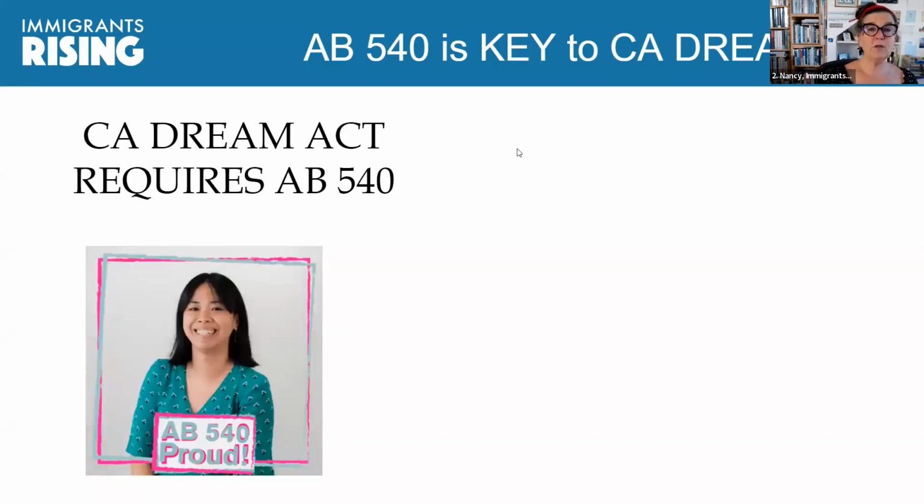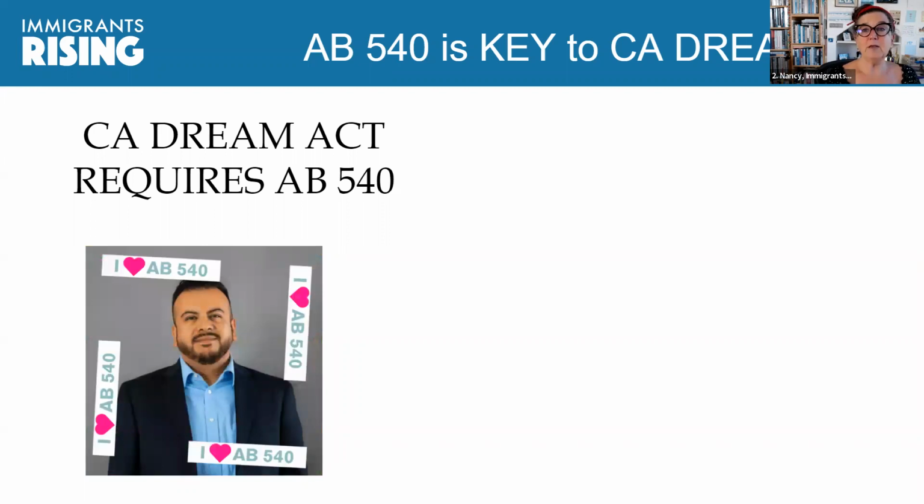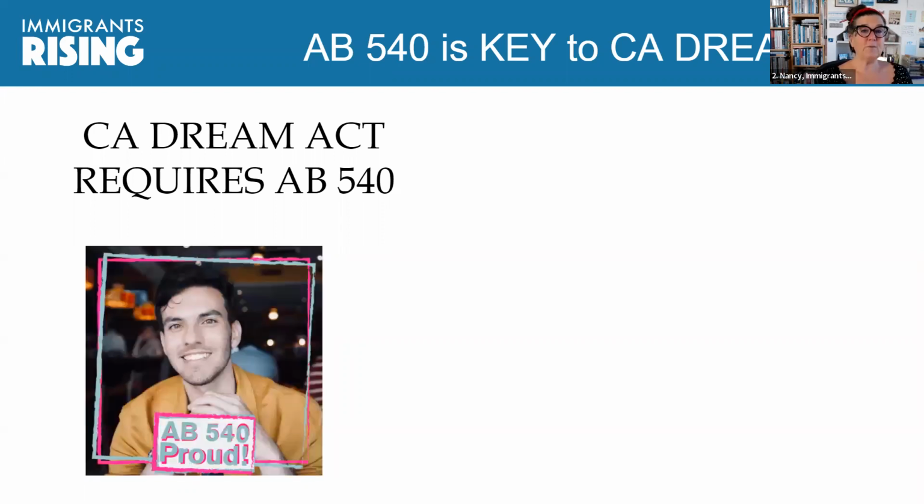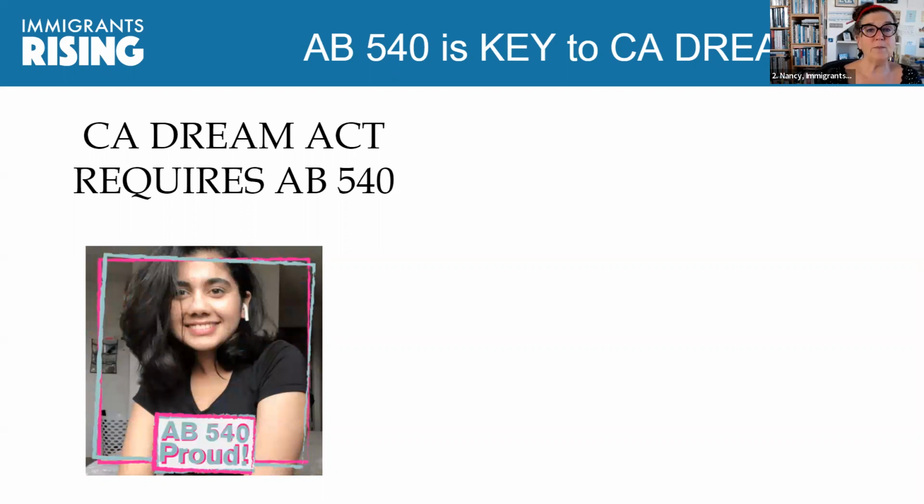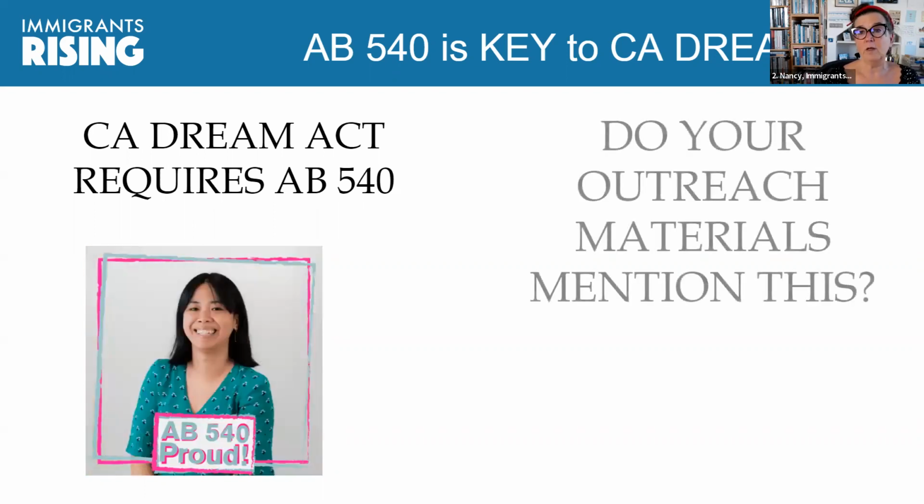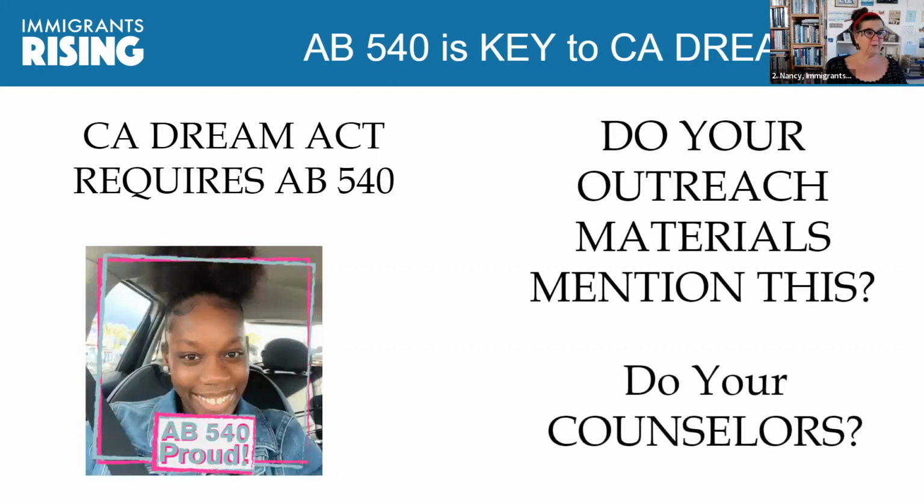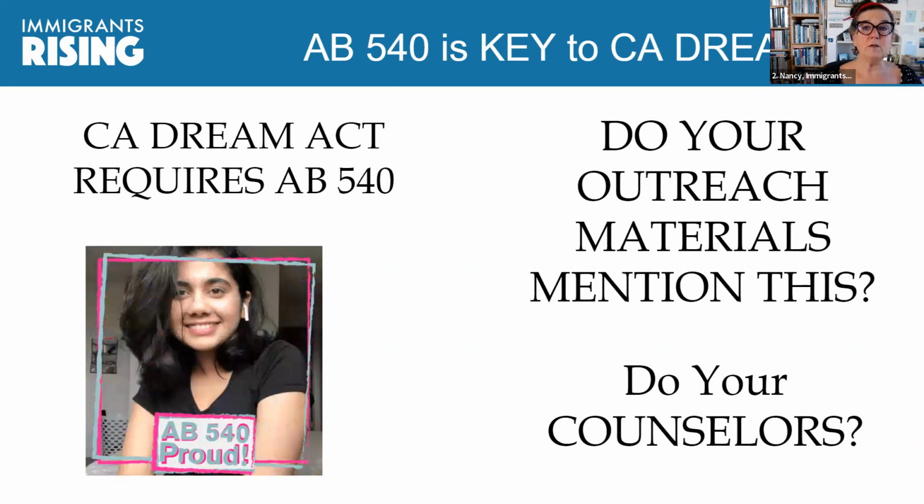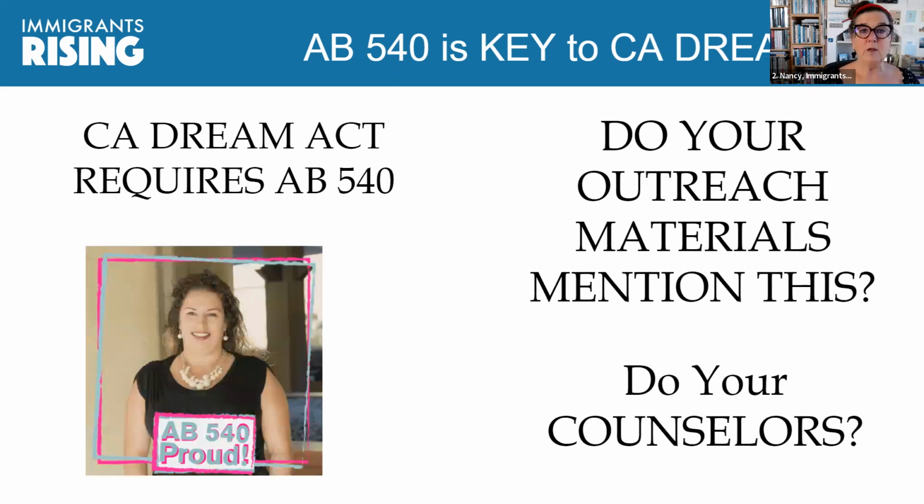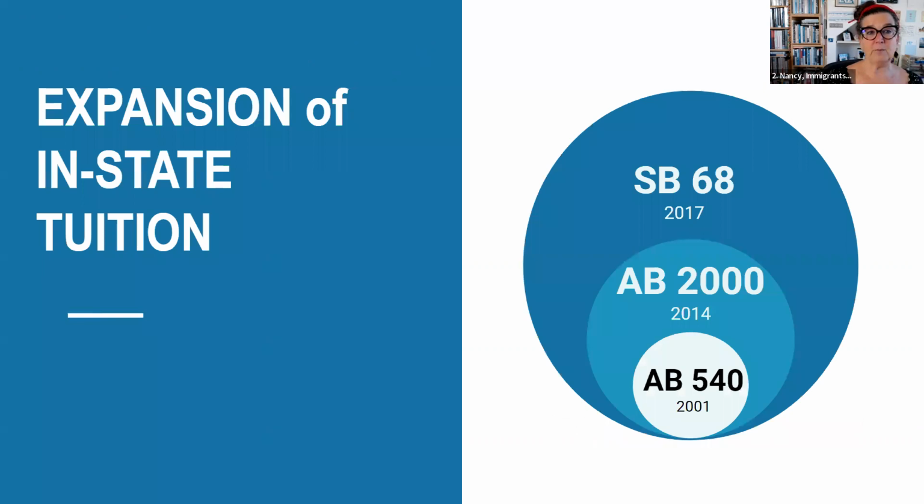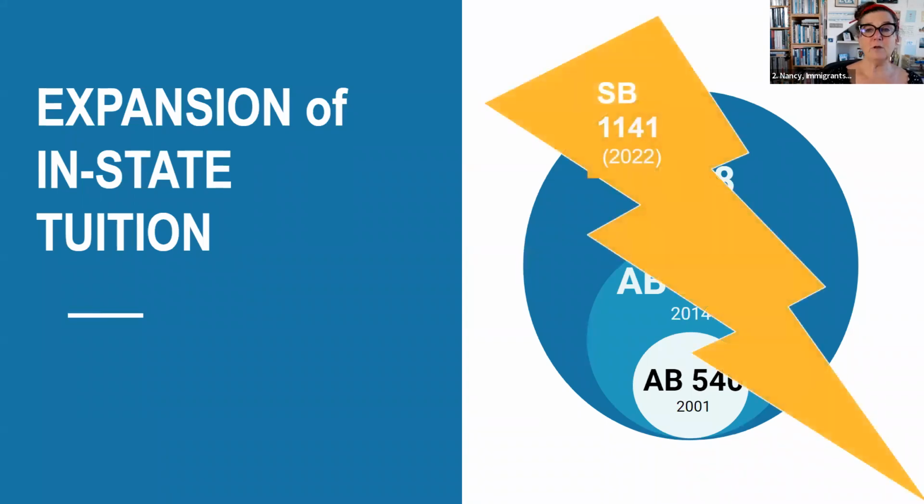I also want to talk a little bit about AB 540, because AB 540 is key to the California DREAM Act. As many of you already know, the California DREAM Act does require AB 540, but do your outreach materials mention this? How about your counselors or your website? This information is super important to make sure that students are aware of this. And this year, there was actually an expansion of AB 540. The first one was in 2001. There were a couple of subsequent expansions, but in 2022, there's an additional expansion that took place. I'll talk about that right now.